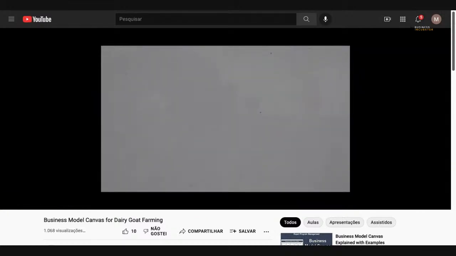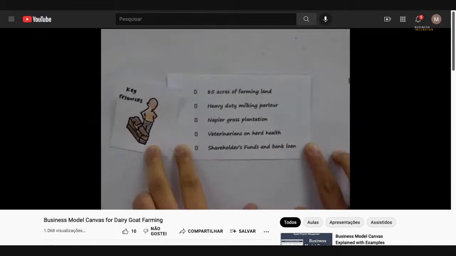To establish the business, we need the farm itself with 85 acres of farming land with fully equipped milking facilities, especially the heavy-duty milking parlor and also houses for the animals. Besides that, we also need to have napier grass plantation for the animals' feed. Then, the veterinarians on herd health, and the most important part, to have all that we need shareholders' fund and bank loan to run the business.